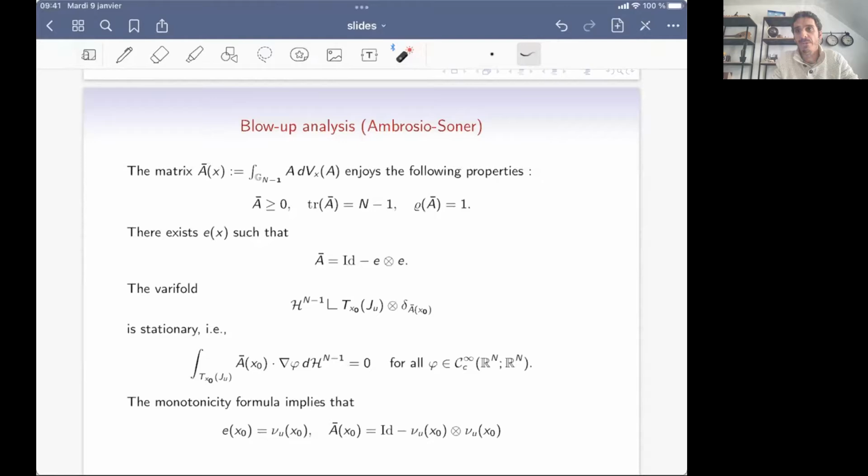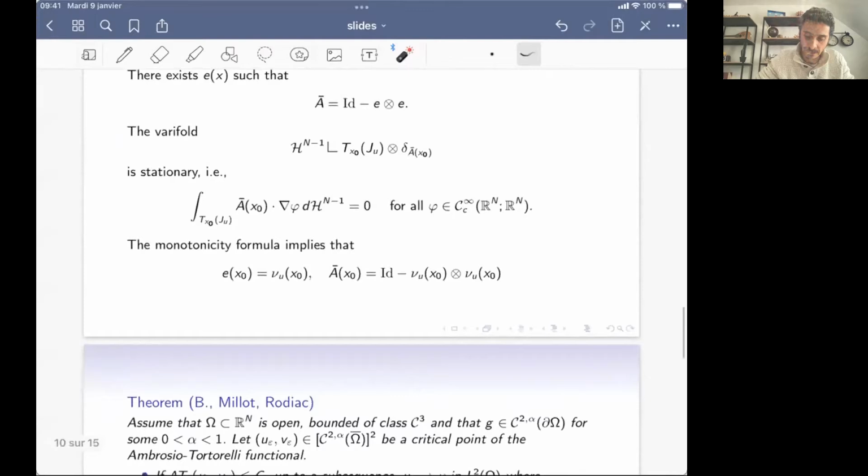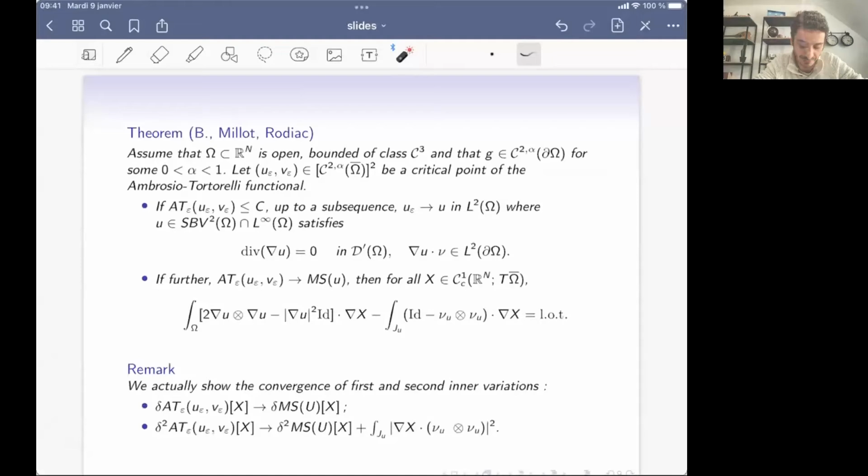For stationary varifolds, you have a so-called monotonicity formula. When you write down the monotonicity formula, you can characterize what this vector E is, and you can prove that it is exactly the normal to the tangent space of Ju, which is the normal to the jump set. So you have fully characterized in that way this limit matrix, the first moment of Vx. If you plug this information in the passage to the limit, you finally get the desired results, which is summarized here in the theorem.